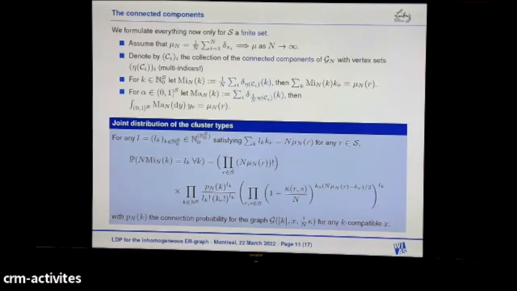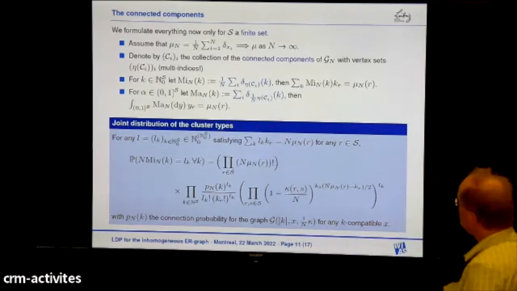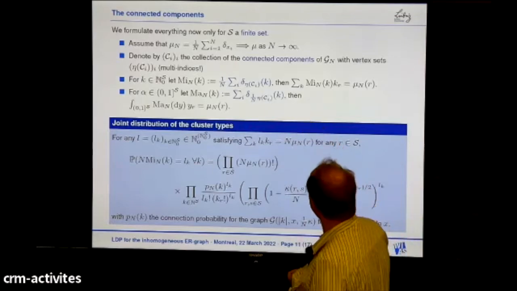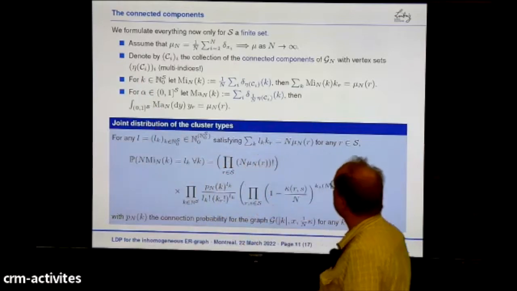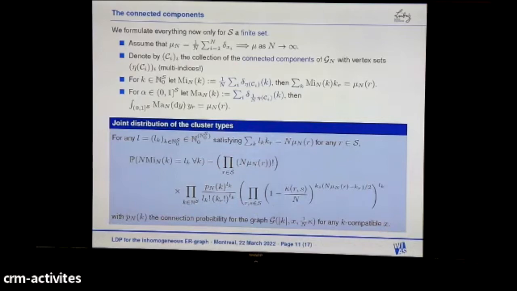And mu was the fixed probability measure on S. Now we look at the collection of the connected components of our graph, and eta of them are the vertex sets. So this is a multi-index. Eta of the component Ci tells you for every A, B, C how many particles of type A, how many of type B, and how many of type C are in this component. So it is a multi-index.